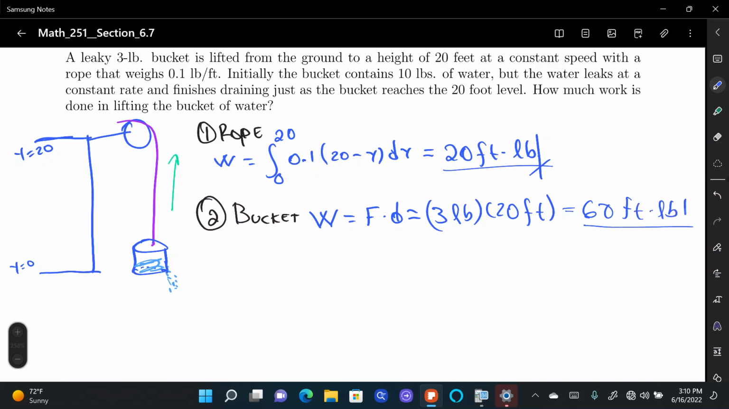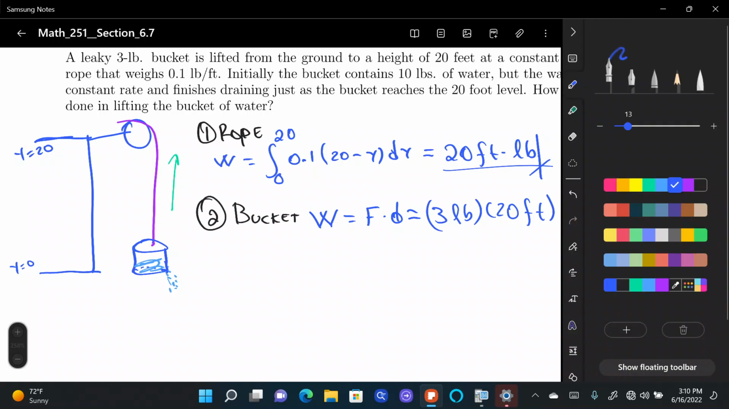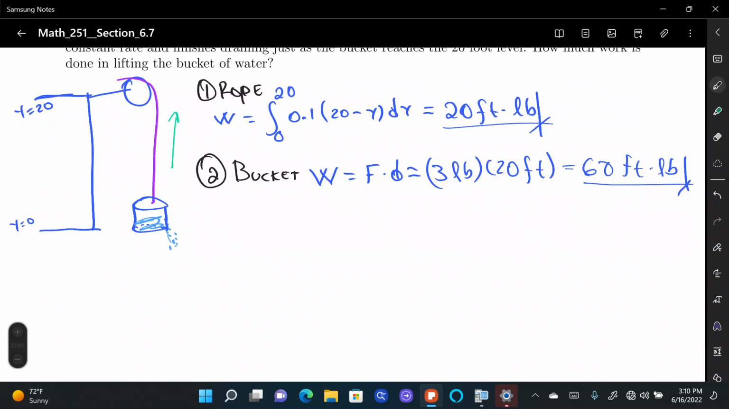All right, that's number 2. The third part of the problem would be a little bit tricky. Let me try to do this one in slow motion. Let's set up for the water.